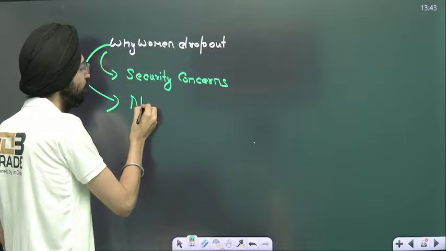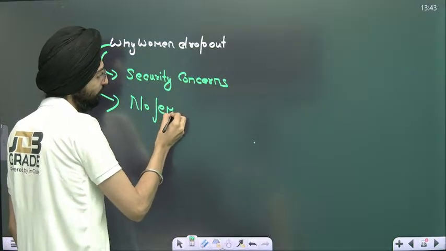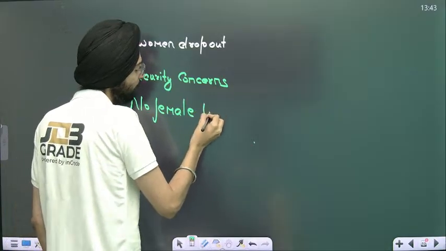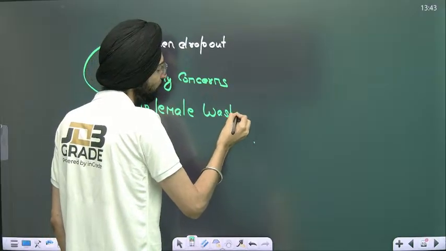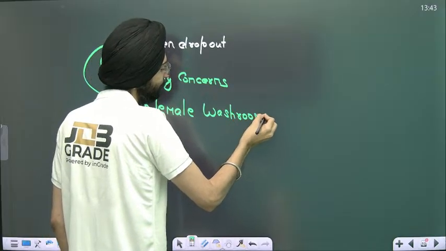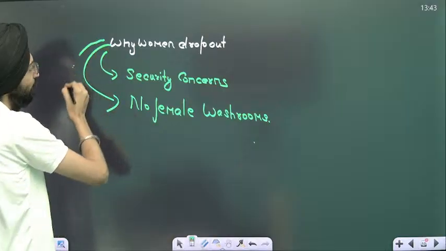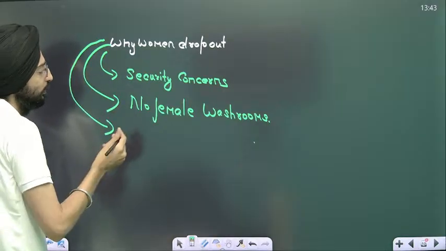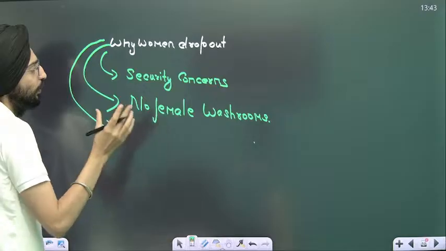Third would be no female washrooms. Another sector, security concerns, no female washrooms. What will be another thing?